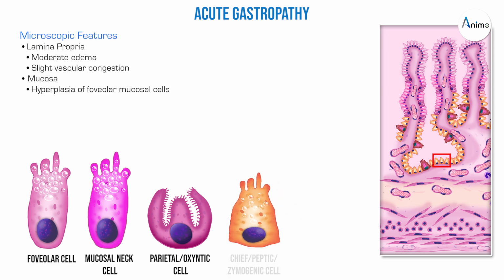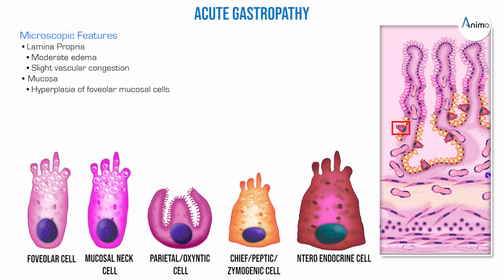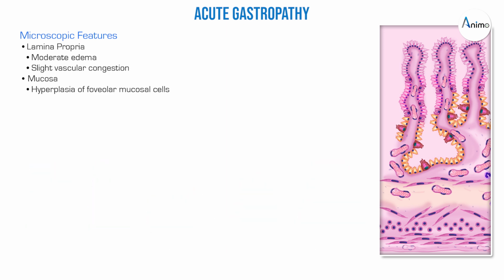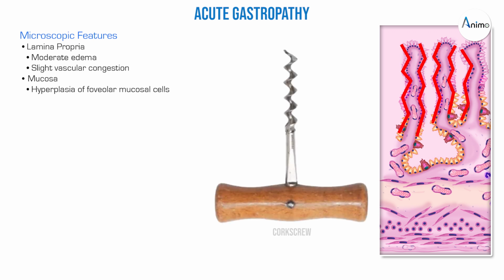This one here is called the chief cell, or the peptic cell, or the zymogenic cell. It releases pepsinogen, which in the presence of HCl converts into pepsin and causes the active breakdown of protein in the food. And the last one here is known as the enteroendocrine cell, which releases the hormone gastrin. So in gastropathy there is hyperplasia of these foveolar mucosal cells, which changes the appearance of the gastric pits into a zigzag-like pattern resembling a corkscrew. So this is known as the corkscrew appearance.